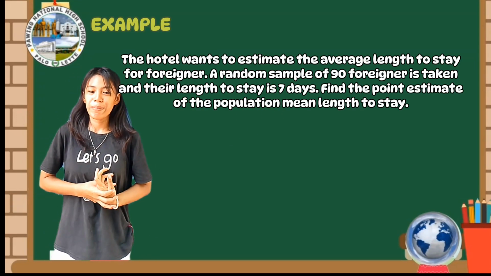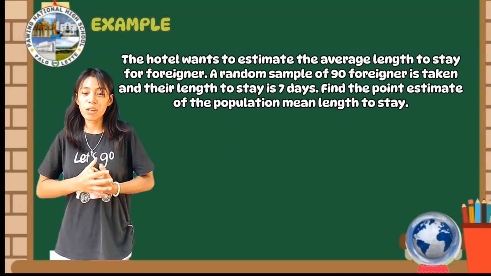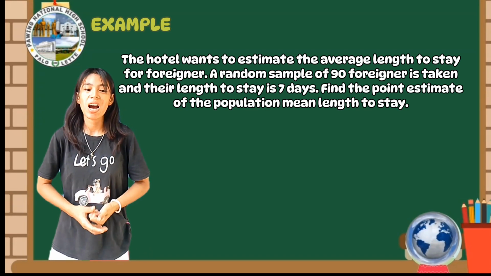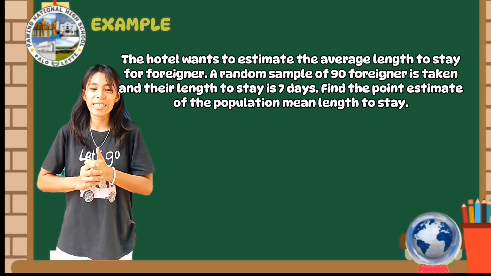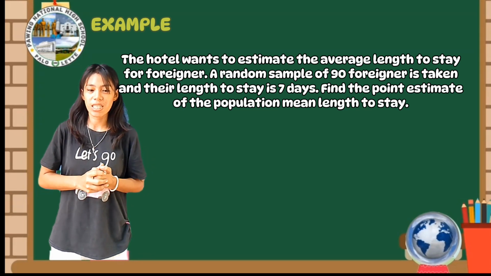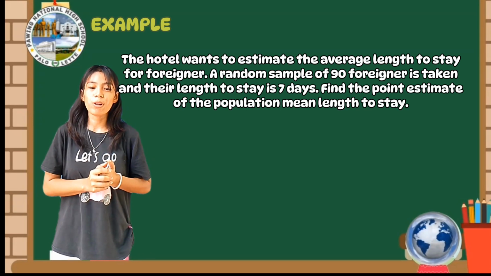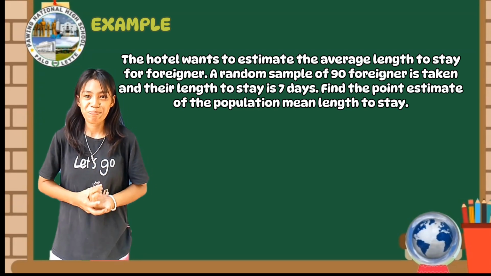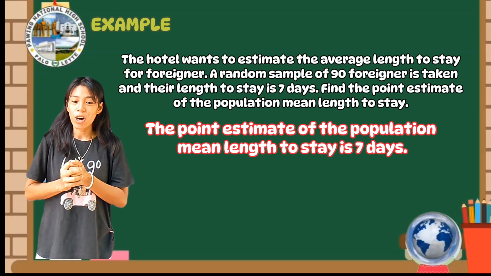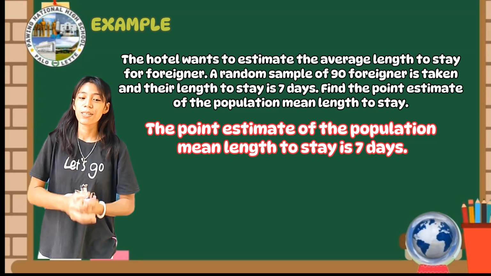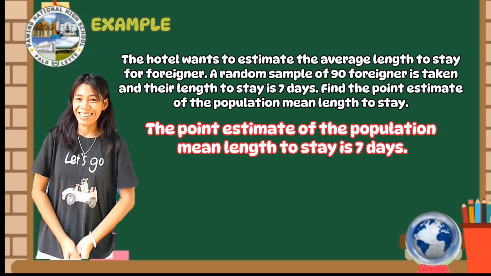The hotel wants to estimate the average length of stay for foreigners. A random sample of 90 foreigners is taken and their average length of stay is 7 weeks. Find the point estimate of the population mean. So, the point estimate of the population salary is 45,000 pesos.